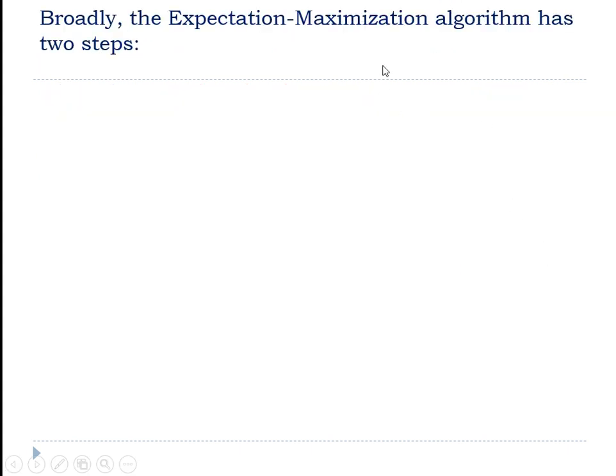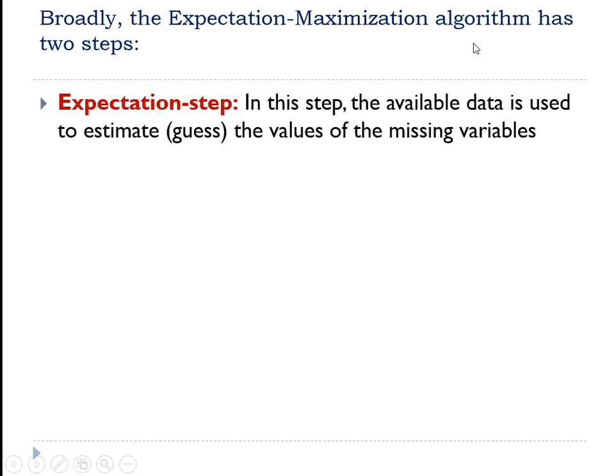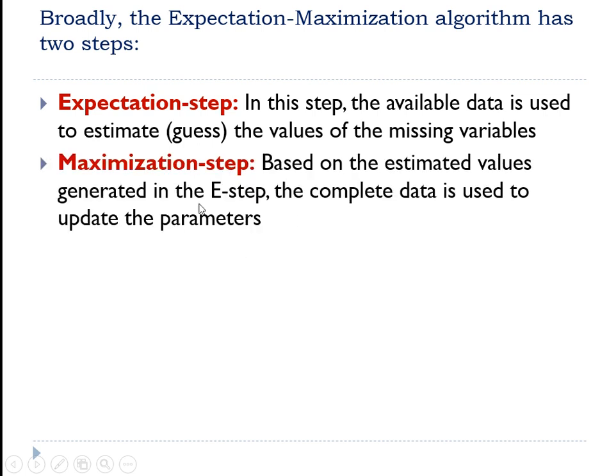So let's discuss the expectation maximization algorithm in more detail. Basically, it has two steps: the expectation step and the maximization step. In the expectation step, as I told you, we guess the missing variables, that is the latent variables. And in the maximization step, based on those missing variables, you calculate the model parameters, let's say the mean and the variance, that is sigma square, right?